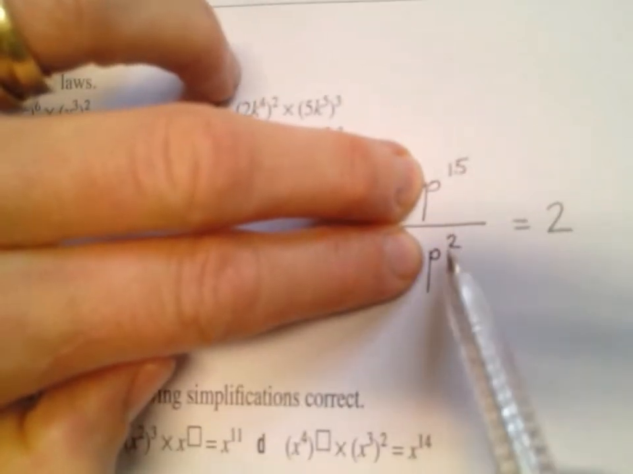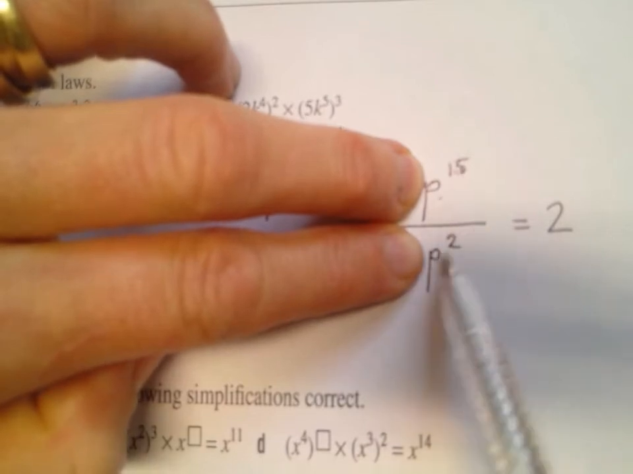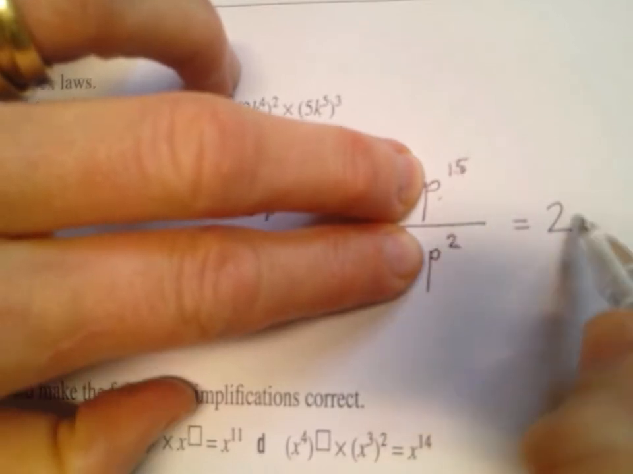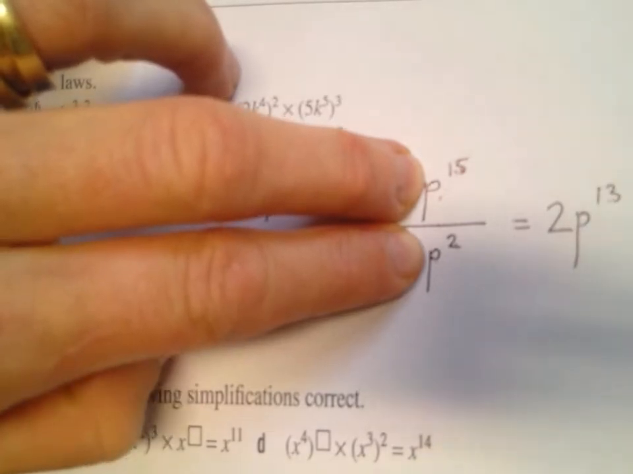Now we have index law 2 happening. It's a division. p to the power of 15 divided by p squared. We know we keep the base and we subtract the indices for index law 2.